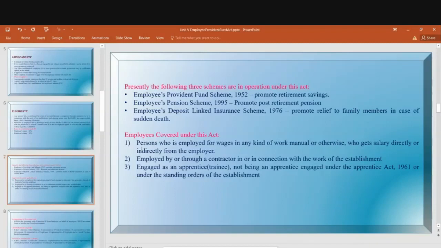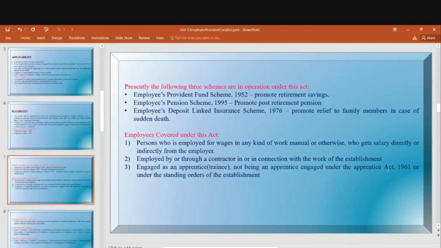Then the next one is employed by or through a contractor or in connection with the work of the establishment. They are also covered under this act. And engaged as an apprentice, so trainee, not being an apprentice engaged under the Apprentice Act.